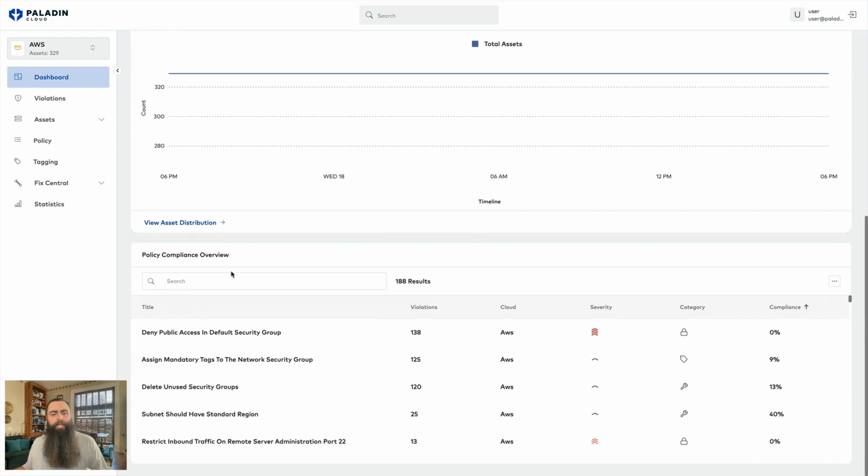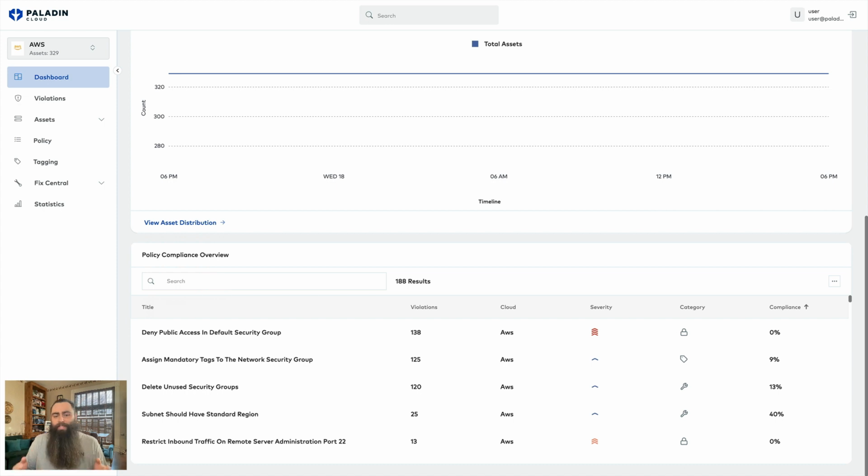This is the policy compliance area. Here we get an overview of all the policies, how many violations are tied to each one. This helps to identify where to start when looking to resolve issues. We can easily look at this and see which of our policies are causing the most violations for us.